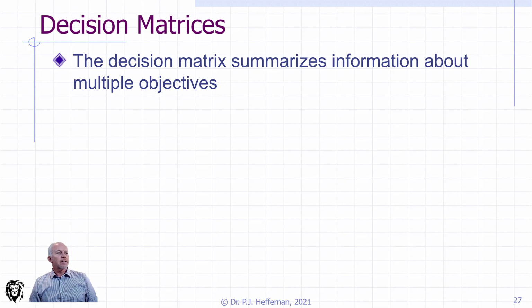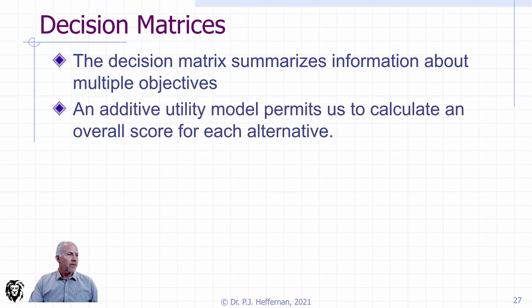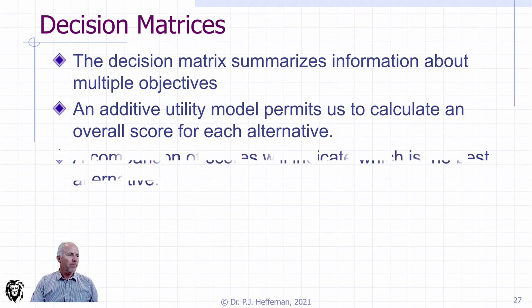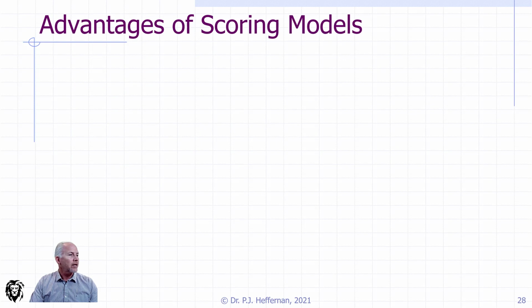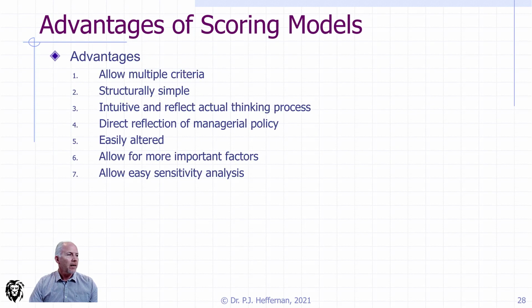So decision matrices, the decision matrix summarizes information about the multiple objectives, which is a really great opportunity. It's an additive utility model, and it permits us to calculate an overall score for each alternative. It's a relative score, and a comparison of those scores will indicate, hopefully, which is the best alternative for us to pursue. So the advantages of this scoring model then allow multiple criteria. We're not locked into just one criteria, like net present value. Net present value could be a single criteria within the set of criteria that we're looking at.